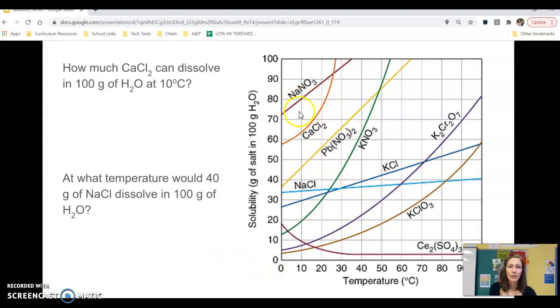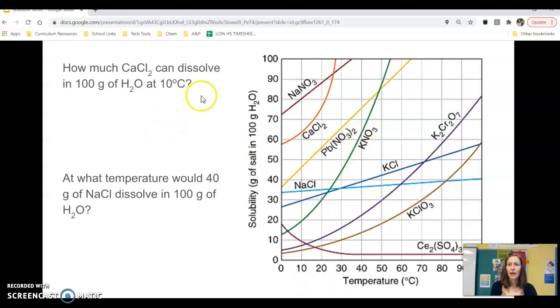So we have sodium nitrate, calcium chloride, lead nitrate, and sodium chloride. Sodium chloride is one we know. This is table salt. Look at its line. It's fairly horizontal, and that's because temperature doesn't really affect how NaCl dissolves as much as, like, KNO3. So you see how KNO3 has a super steep slope on this line? That means that as you increase temperature, it dramatically changes the amount that can dissolve in that amount of solution.